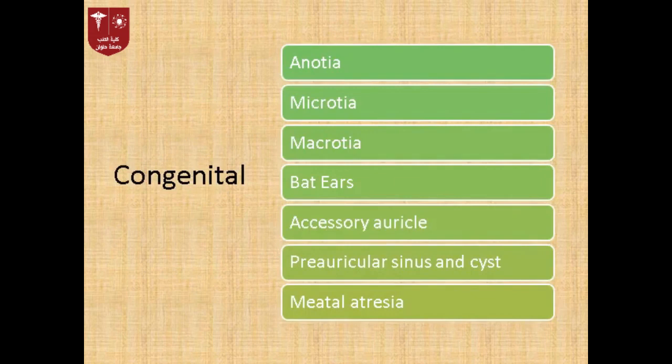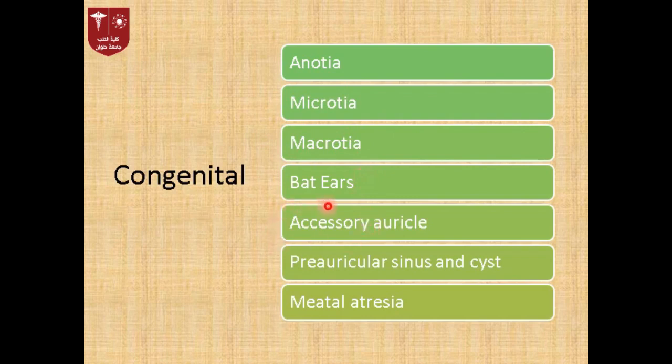What are the congenital anomalies of the auricle and the external auditory canal? These might present as a defect in shape, as in anotia, microtia, and macrotia. Anotia is the absent auricle. Microtia is the small-sized and deformed auricle, and macrotia is a large-sized auricle. What about the bat ears? The bat ears are prominent ears.